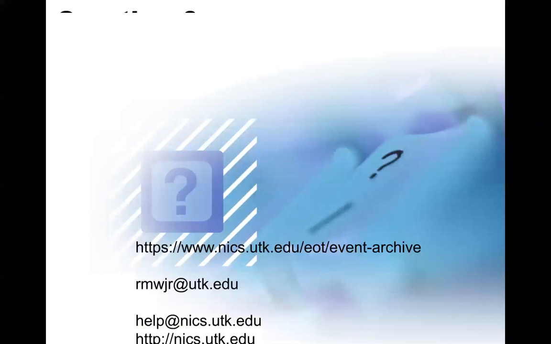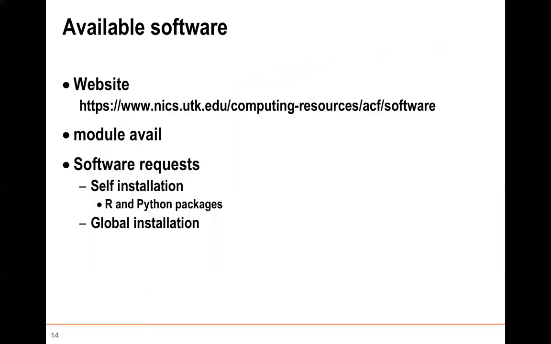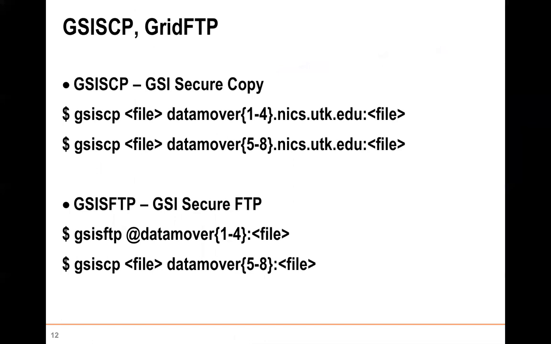Robert, this is Dan. Hey, Dan. I just checked. The GSI SCP is installed on our DTN. Okay, good. Great. So again, it's the same syntax as SCP, except you just put GSI in front of it. Your file to whichever data mover you want to go to, and then what file you want to create on the other system. This is if you're using Duo, and if you're using RSA, you use 5 through 8. Great. Thanks, Dan.